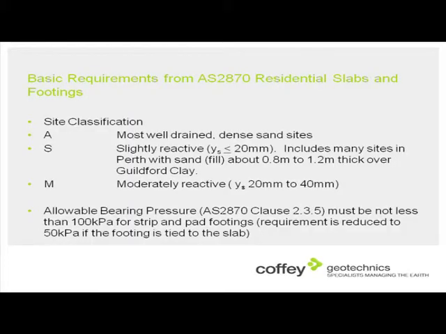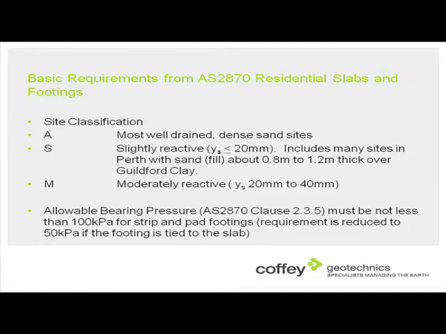So we have Class A sites, which are your well-drained, dense sand sites, where soil movement is expected to be negligible. We then have Class S sites, where soil movement is expected to be up to 20 millimetres. And typically in Perth, that'd be a site where you've got, say, 0.8 to 1.2 metres of sand fill or natural sand over Guildford clay. And this idea of putting sand fill over everything is very much a West Australian and Perth idea.